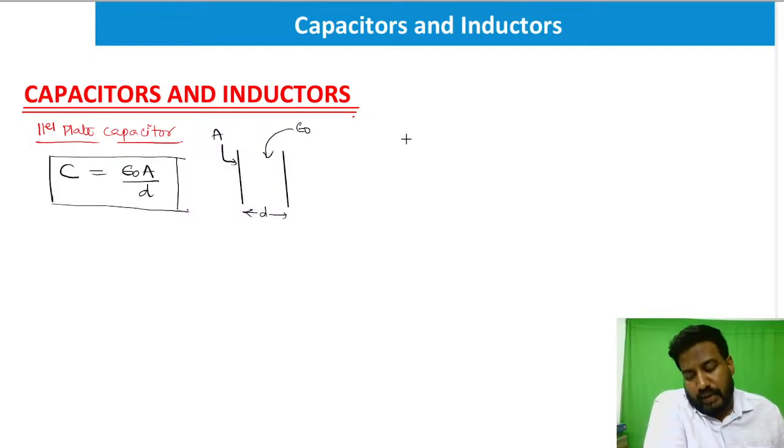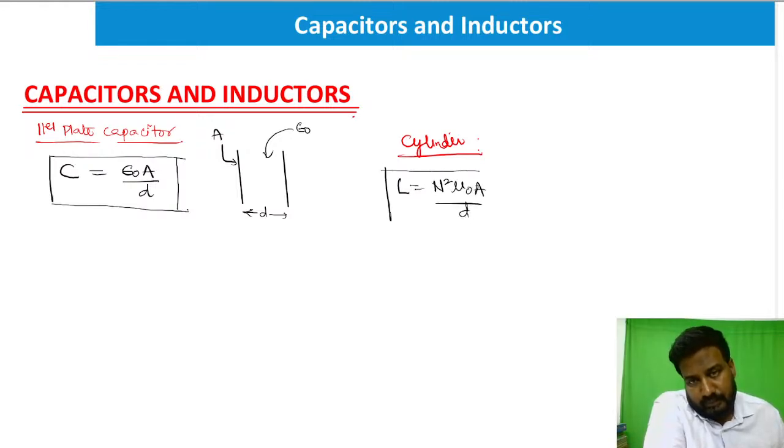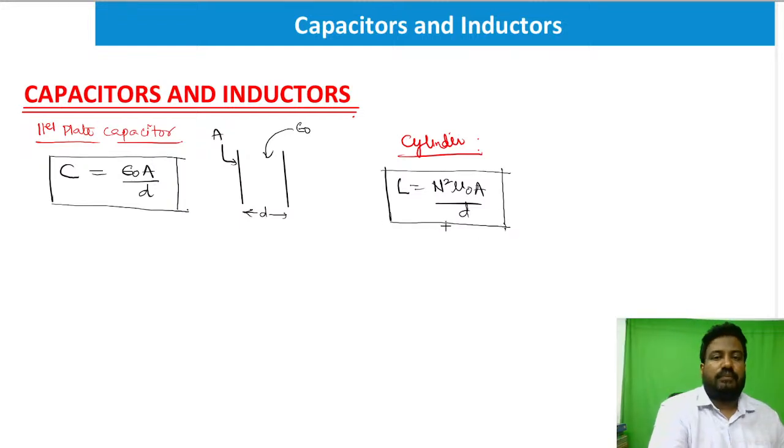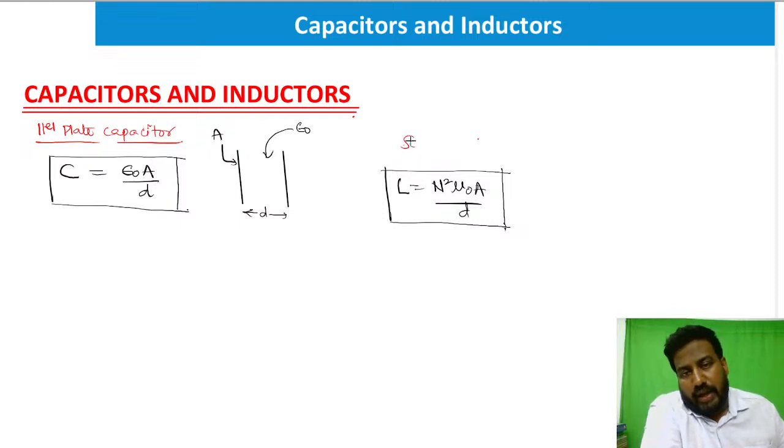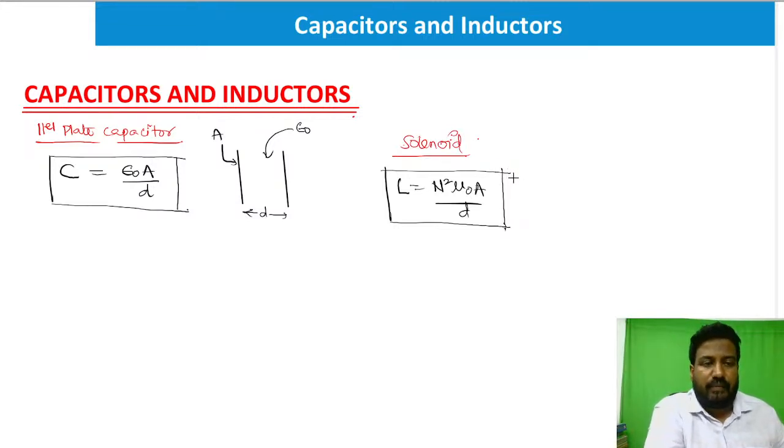Similarly, when you consider a cylinder, or simply a solenoid, the inductance is given by N square mu naught A by D. Can anyone tell me why it is N square for a solenoid?